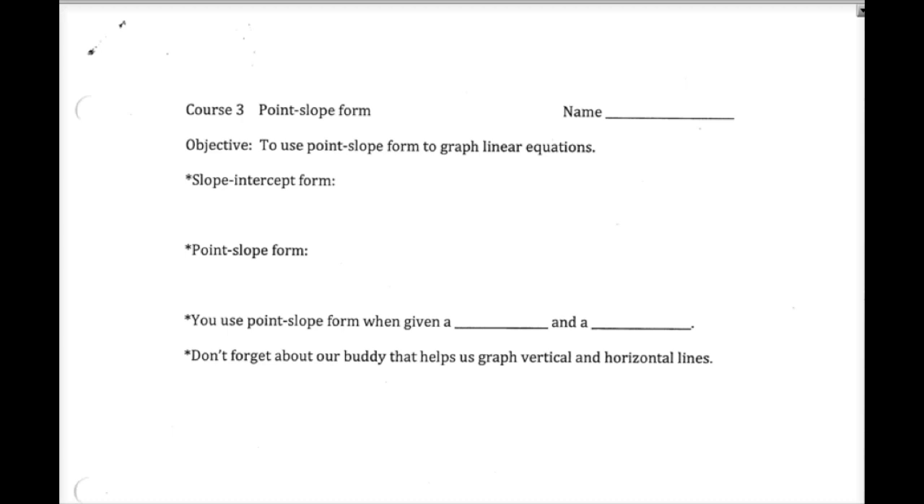All right, jot that down first. y equals mx plus b. If your linear equation is solved for y, that's basically considered slope-intercept form.